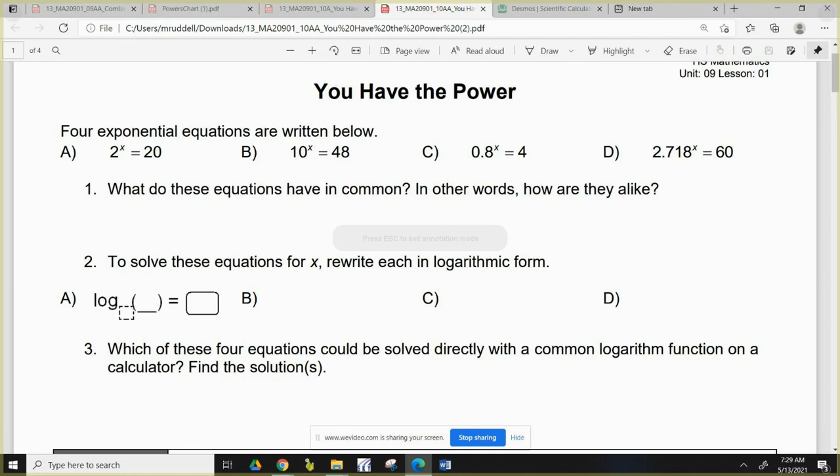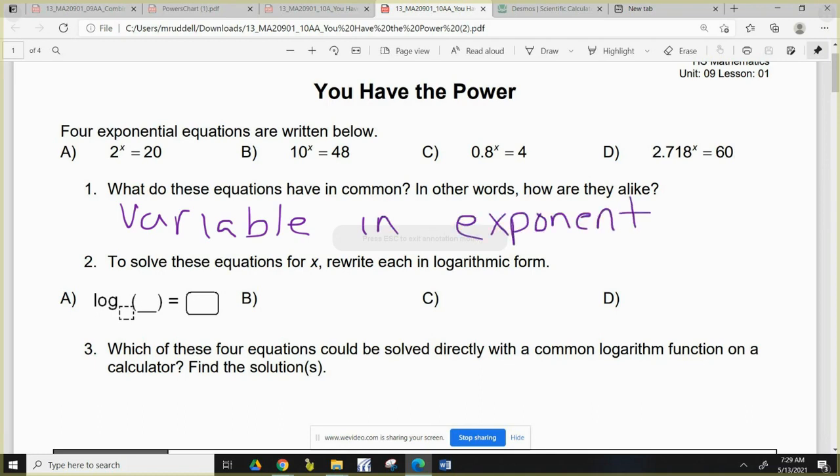Look at these four. 2 to the power of x equals 20, 10 to the power of x equals 48, 0.8 to the power of x equals 4, and 2.718, which is our e, to the power of x equals 60. What do these equations have in common? You might notice that all of the variables are in the exponent. You might also notice that we can't write these with the same base.